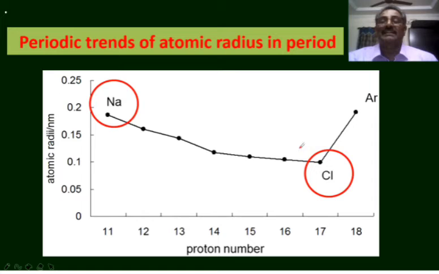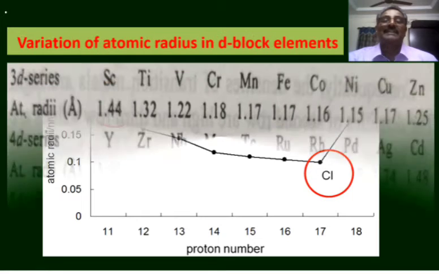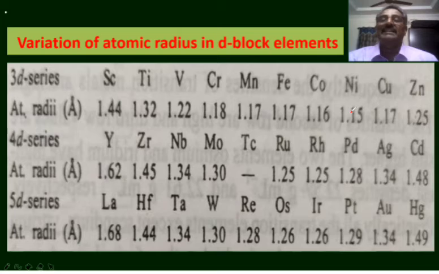All these elements are the representative elements and inert gases, that is S and P block elements. So in the S and P block elements, the atomic radii gradually decrease from first group to 17th group, and from 17th group to 18th group, there is an abrupt increase in the atomic radius. Let us see how the atomic radii vary in the D block elements. You know that the D block elements start from fourth period. After the filling of 4s electrons, the next electron goes to 3D. It starts in fourth period.